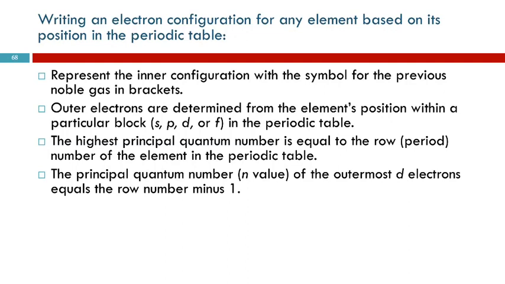So written out instructions represent the inner configuration with the symbol for the previous noble gas. It has to be the one immediately previous. The outer electrons are found by the element's position in a particular block of the periodic table. The highest quantum number is equal to the row, the period number, and the principal quantum number of the outermost d electrons is the row number minus 1. Like I said, it looks to me like the middle section of the periodic table sank down. That it should be up higher, and that's where 3D is, but it sank down. That's not what happened, but it helps me remember.